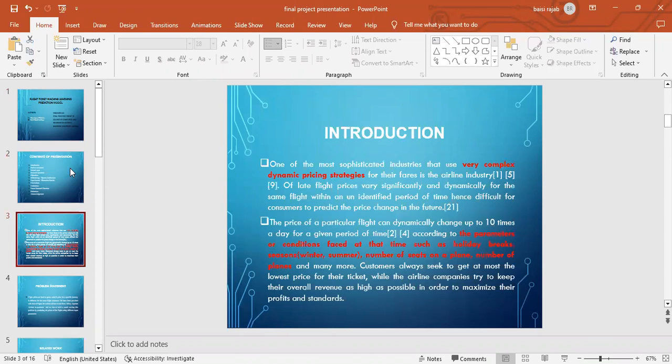One of the most sophisticated industries that use very complex dynamic pricing strategies for their fares is the airline industry. It uses a dynamic way of pricing a ticket. Each ticket cannot have the same price, and since it's always dynamic, the price is always changing. What makes the price change? It depends on the parameters at hand, both external and internal. The internal parameters can be the number of seats on the plane. The external parameters can be the holiday breaks or the seasons. These parameters determine the price of the ticket at that time.